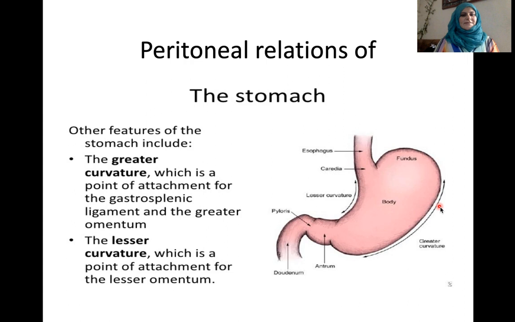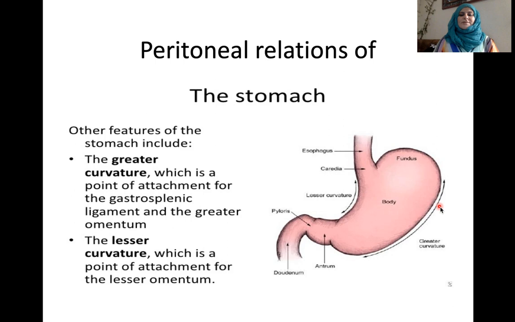Okay, now you have the greater omentum, which is also a fold of peritoneum hanging down. When it hangs down in the peritoneal cavity, it has a clinical name: the policeman of the abdomen. Policeman of the abdomen, like a policeman, because it is the first defense mechanism to protect the underlying viscera present in the peritoneal cavity. So I have the lesser omentum and I have the greater omentum.